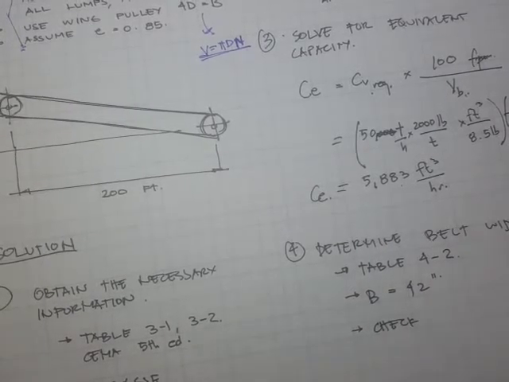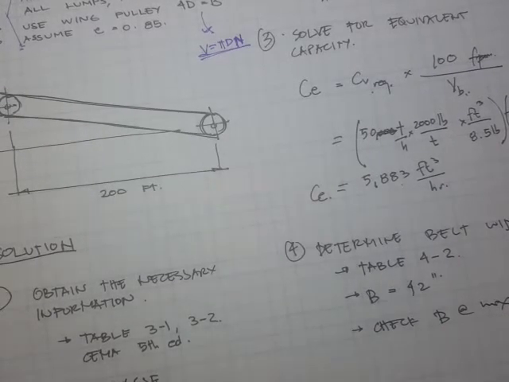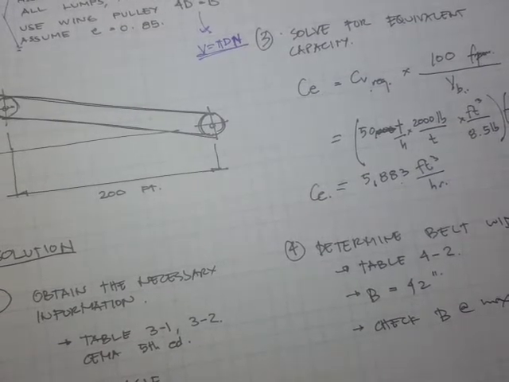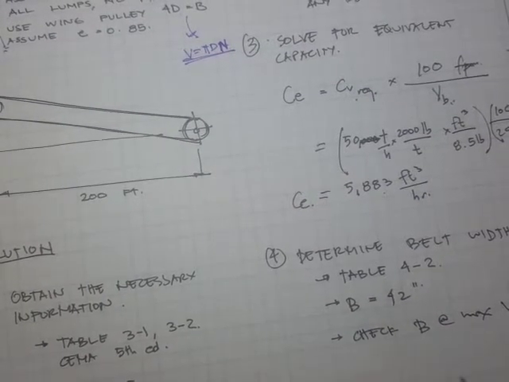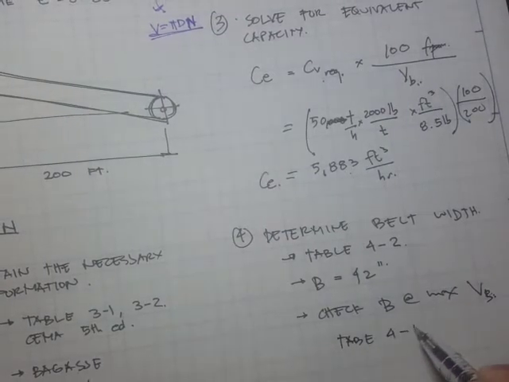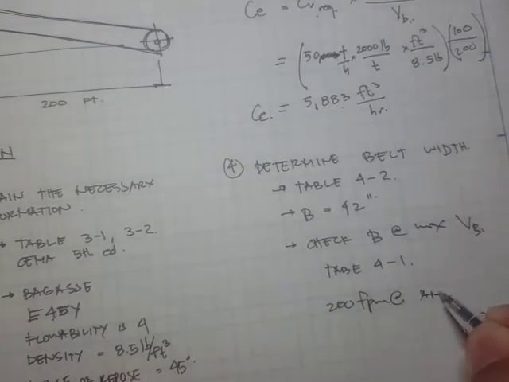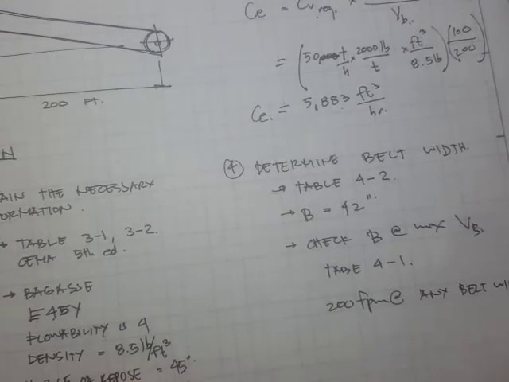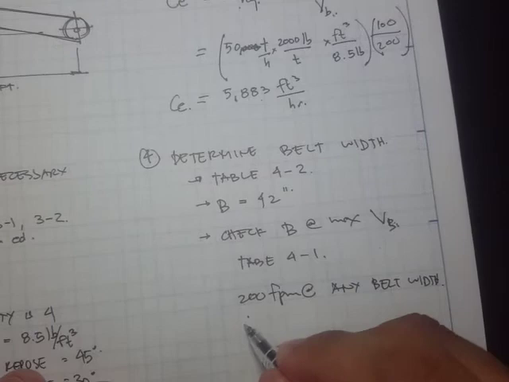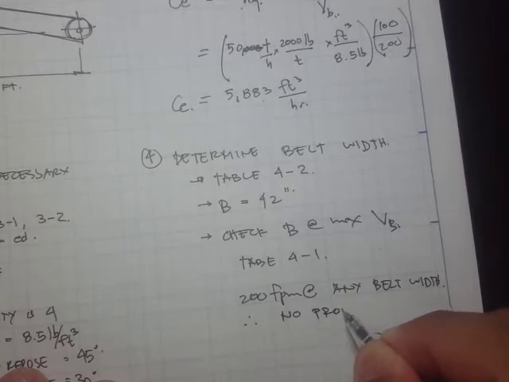Check belt width at maximum belt speed. If we go back to the table, I guess table 4-1, it says 200 fpm at any belt width. So meaning, therefore, no problem. Just write no problem.